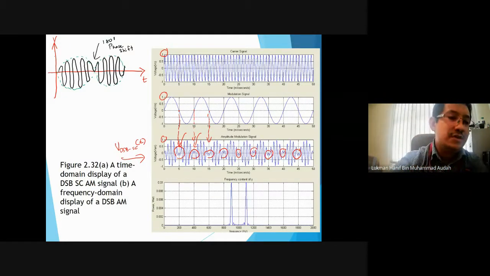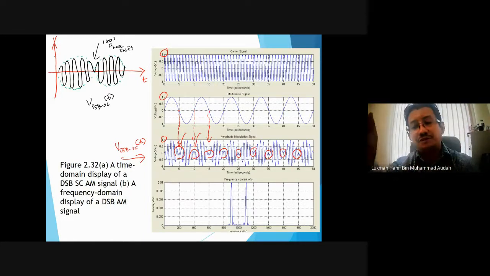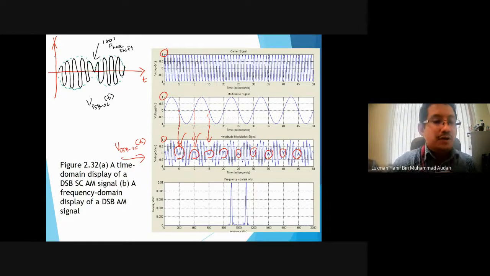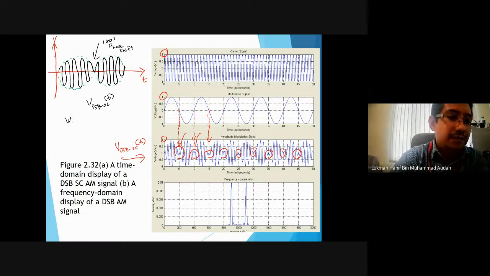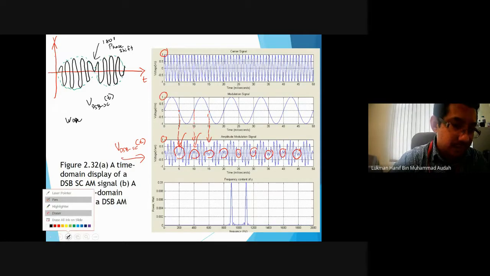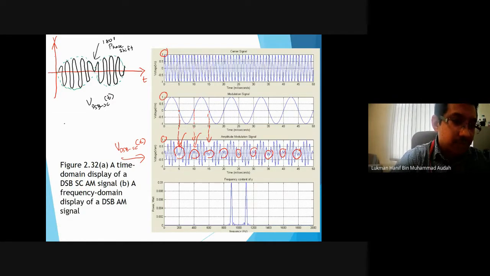Okay, so this is for V double sideband suppressed carrier, function of time. Finish. Okay, simple. So this is waveform. Ini adalah waveform.